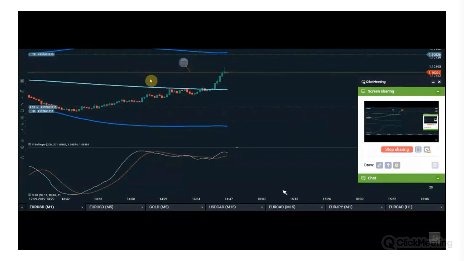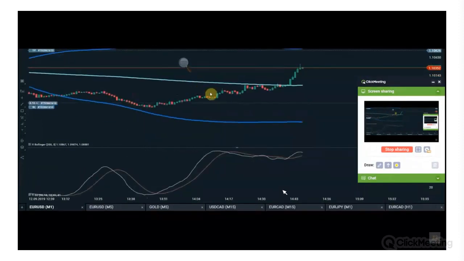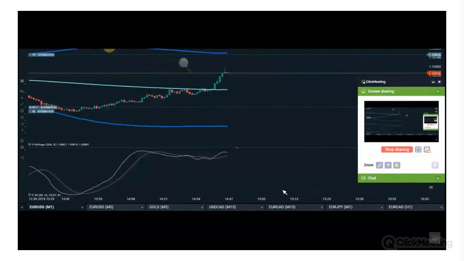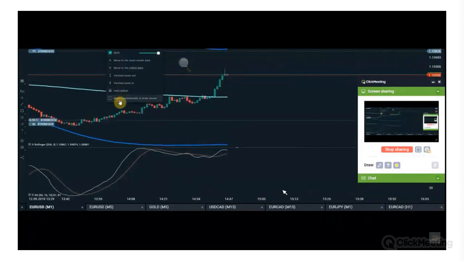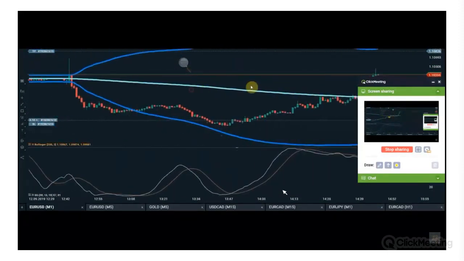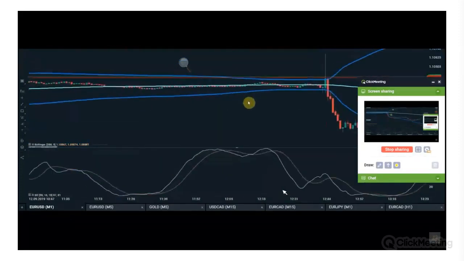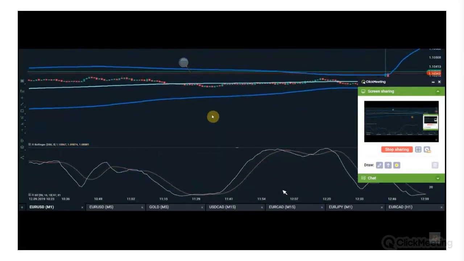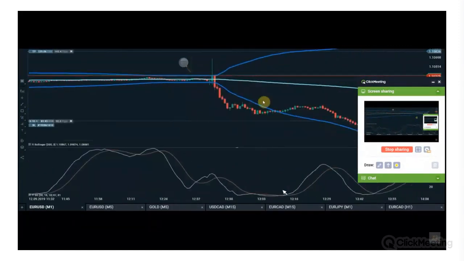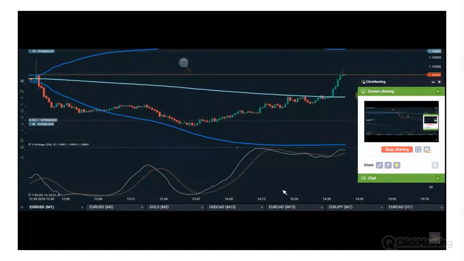But just to reiterate how the trade system works, we have Bollinger Bands 200 period, and we have the standard deviations of 3. The normal settings on Bollinger Bands are 20 period, standard deviations 2, but we're using Bollinger Bands 200, standard deviation 3.